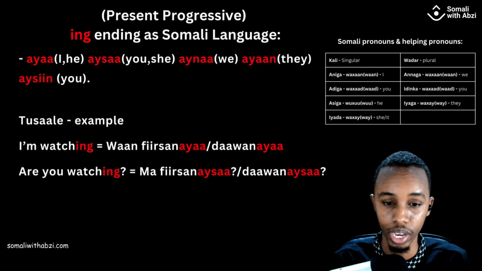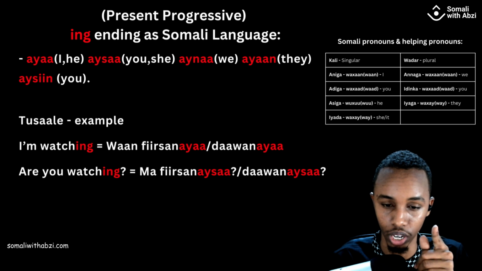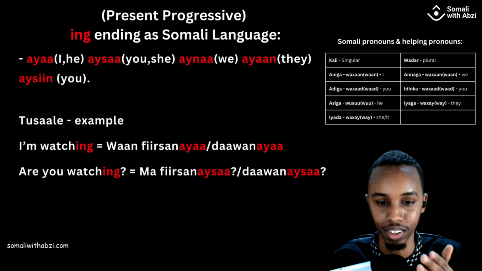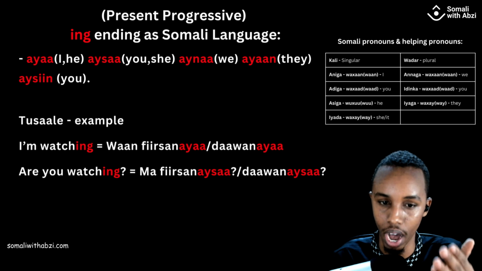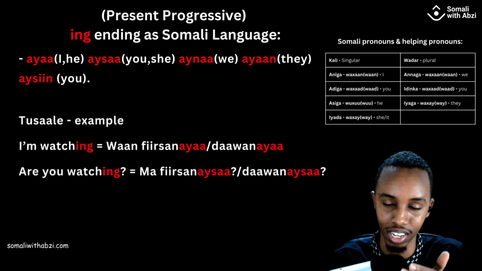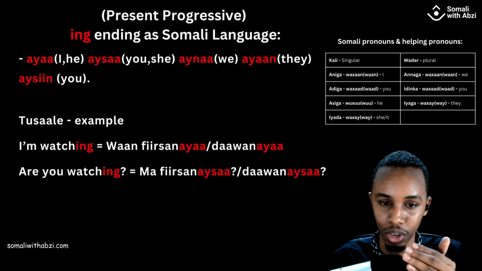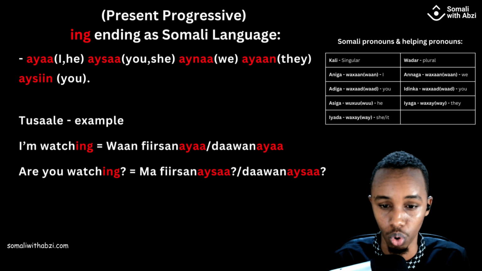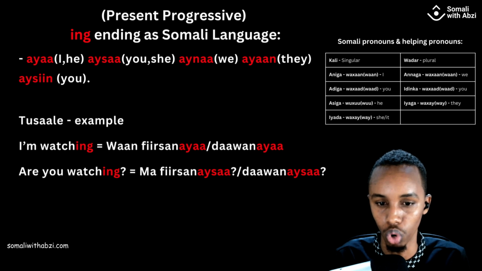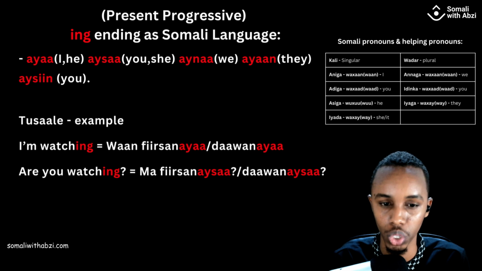So are you watching? We're going to change it to is he watching? So instead of ma fiirsanaysaa, that's are you watching? Now it's is he watching? So we're going to say ma fiirsanaya, because aya was for I and he. But ma fiirsanaysaa or ma daawanaysaa, we say asa because of the ending of you, which is asa. So is he watching? Ma fiirsanaya or ma daawanaya. And if you're wondering what this ma is, it is a question word. And in Northern Somalia, they might say mu, like mu fiirsanaya, mu daawanaya. It's probably the same. So ma is the question word.